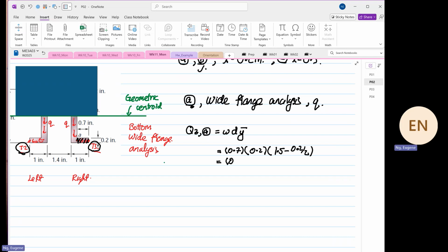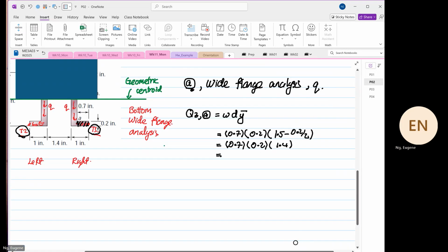So this is equal to 0.7 multiplied by 0.2 times 1.4. So we have 0.7 times 0.2 times 1.4, which is 0.196 inches cubed. Okay.